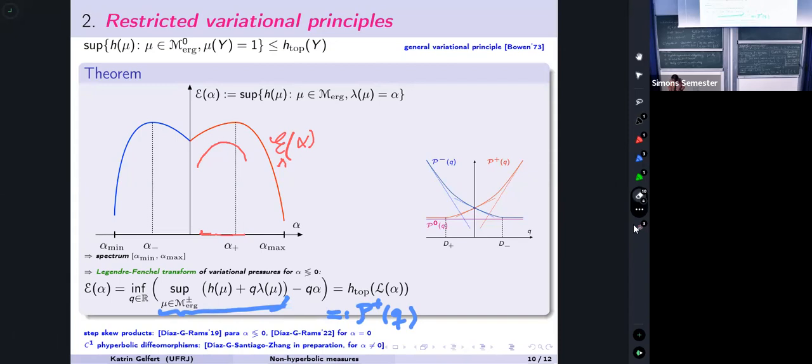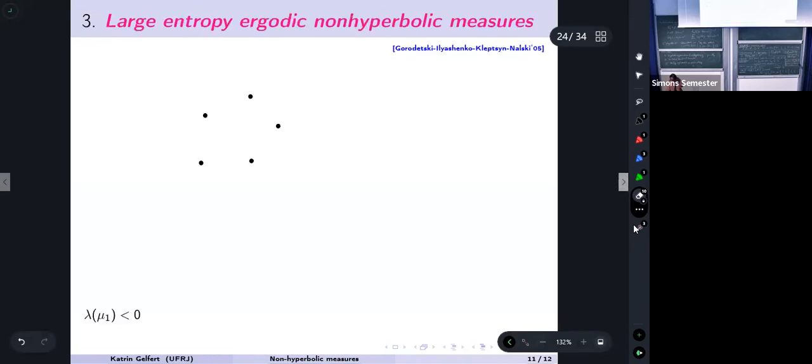Okay. And the last step in the analysis to quantify non-hyperbolicity is to construct ergodic non-hyperbolic measures. And here again, we followed the paper by Gorodetsky, Ilyashenko, Kleptsyn, and Nalsky. So let me just give a picture proof of their construction.